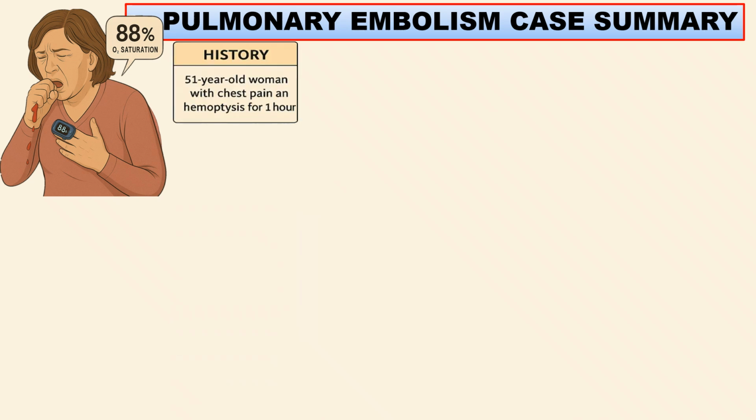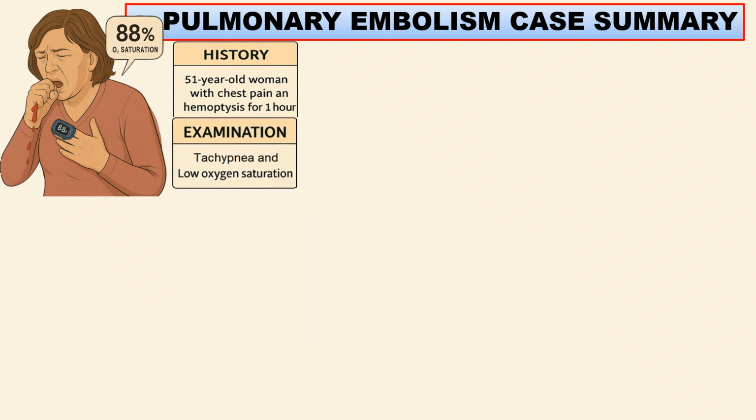The history starts with a middle-aged woman, visually illustrated, presenting with a chief complaint of chest pain and dyspnea with hemoptysis for 1 hour duration. Her history was significant for a long-distance flight, which was followed by an ignored painful swelling in her right lower leg.